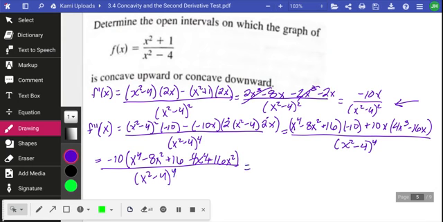All right, let's combine like terms in the numerator so that I have my -10 and I have -3x to the fourth and positive 8x squared plus 16 all over x squared minus 4 to the fourth power.